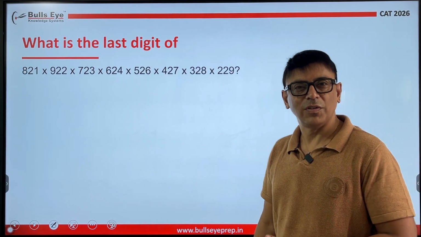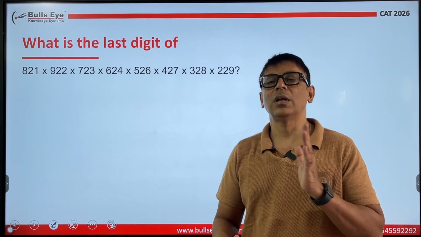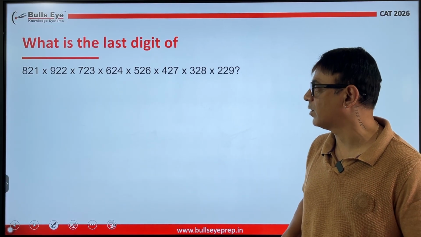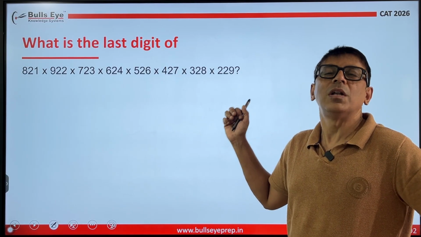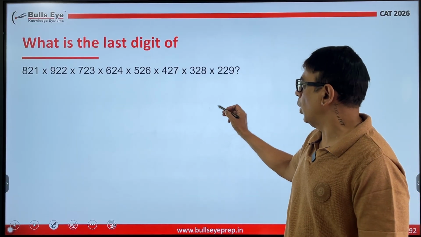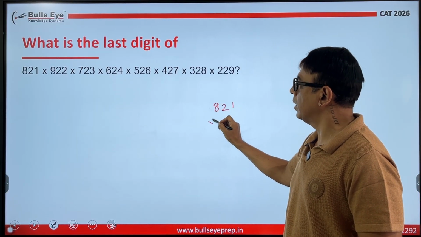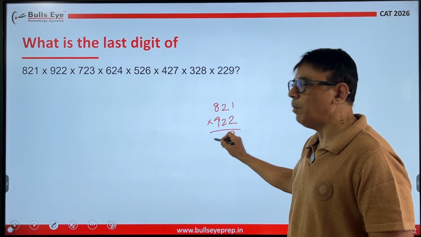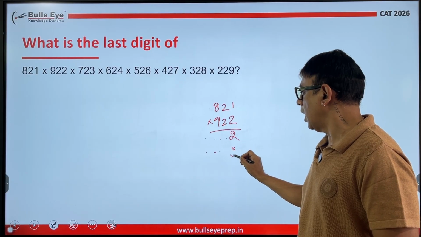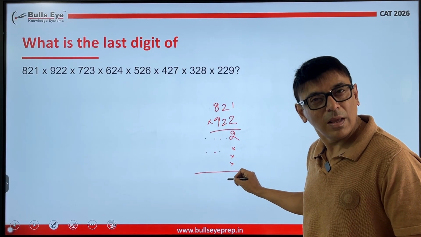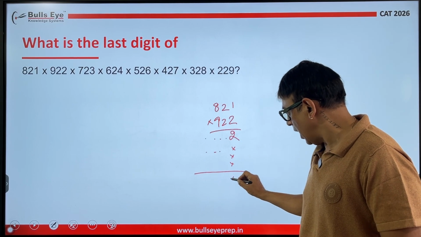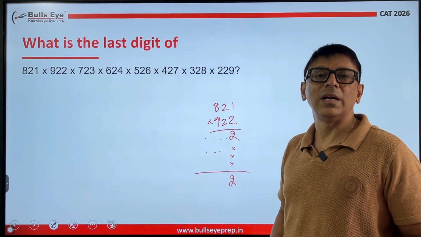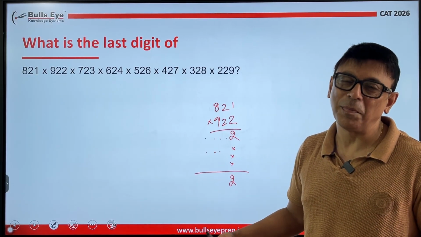What is the last digit of the given number? Last digit as in the number in the rightmost position, that is the units place. What is the number in the units place of this? It's not very easy to multiply all of them, and why should we? One thing we understand, 821 into 922: two ones are 2, and whatever other steps I carry, there will be nothing below 2. So the last digit will eventually end with 2. So let us not multiply it completely and play only with the units digit of this.